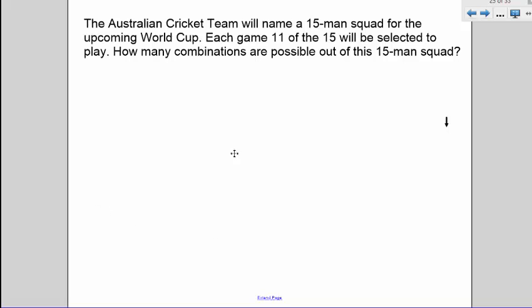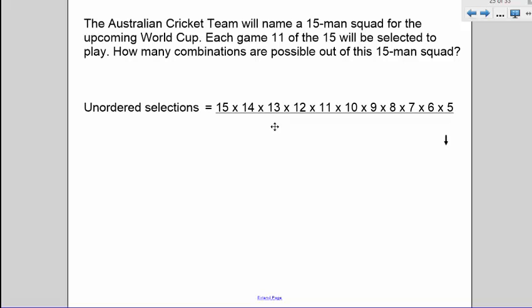We know that there are 15 ways to choose the first person, 14 ways to choose the second person, 13 for the third, and so on, until we get down to the 11th person, where there are still 5 people we can select from. But now we need to get rid of the double-up combinations. That is, how can those 11 people organise themselves? Well, they can organise themselves in 11 factorial different ways: 11 multiplied by 10, multiplied by, and so on down to 1.